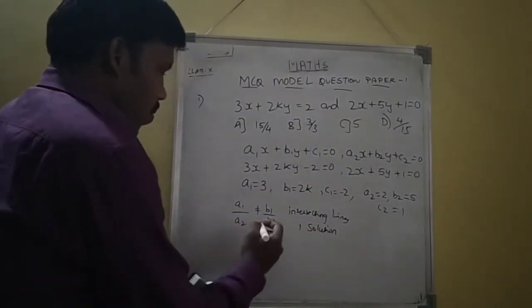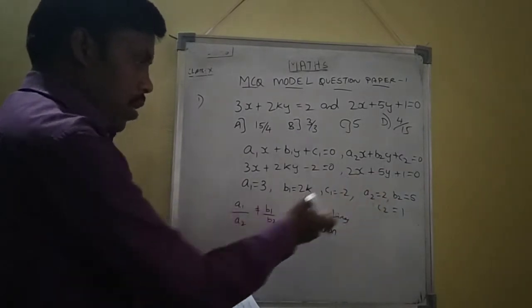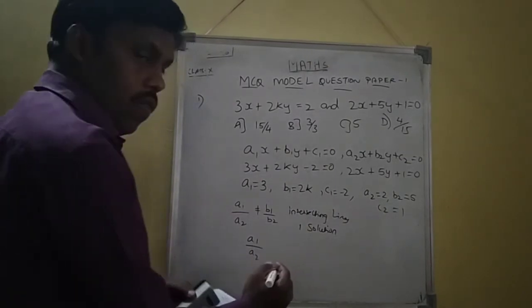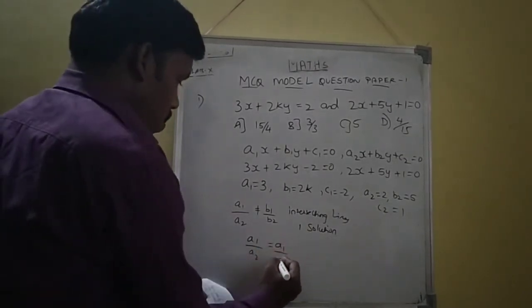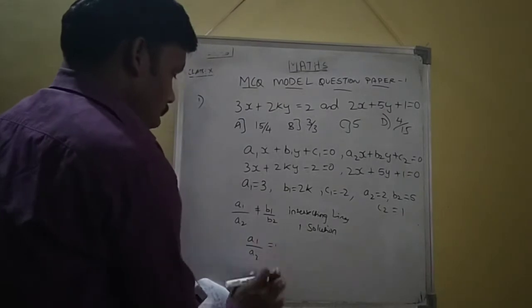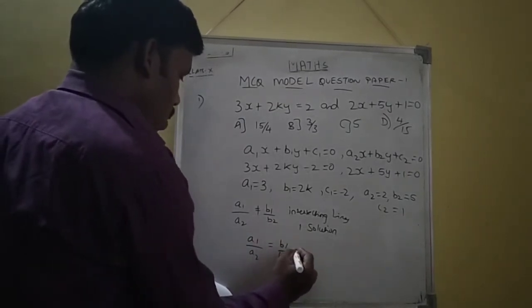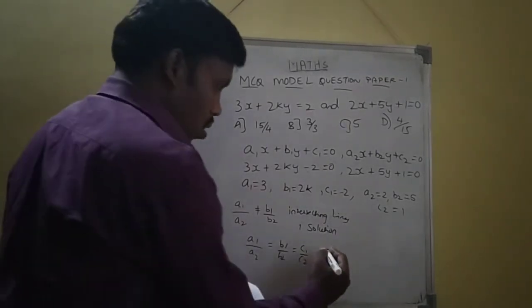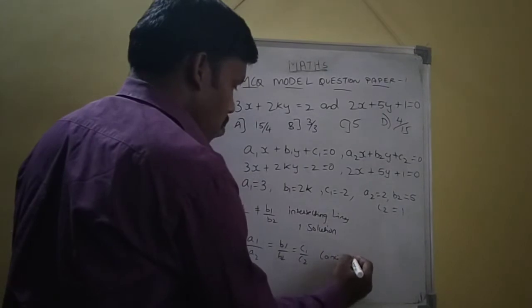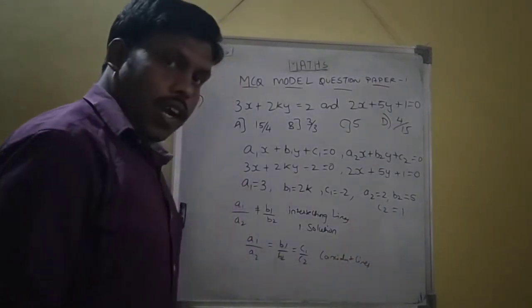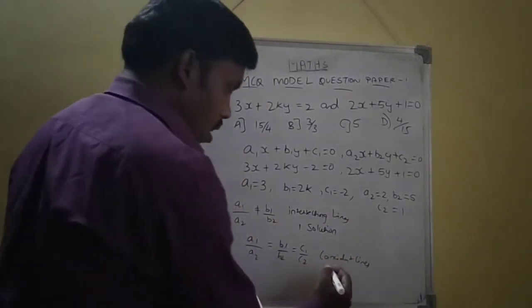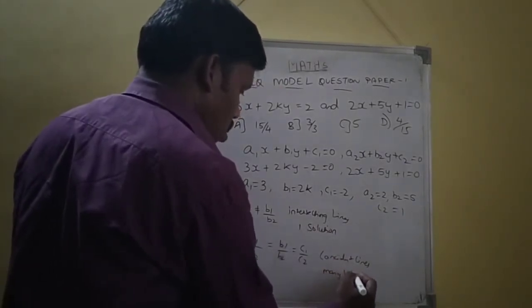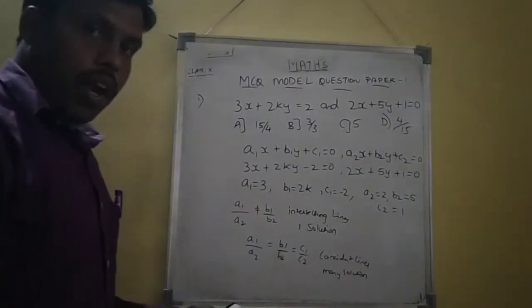So we will not check the third ratio c1 by c2 when these two ratios are not equal. If all three ratios a1 by a2, b1 by b2 and c1 by c2 are equal, then we say they are coincident lines. How many solutions do they have? They have many solutions, infinitely many solutions, which we cannot count.